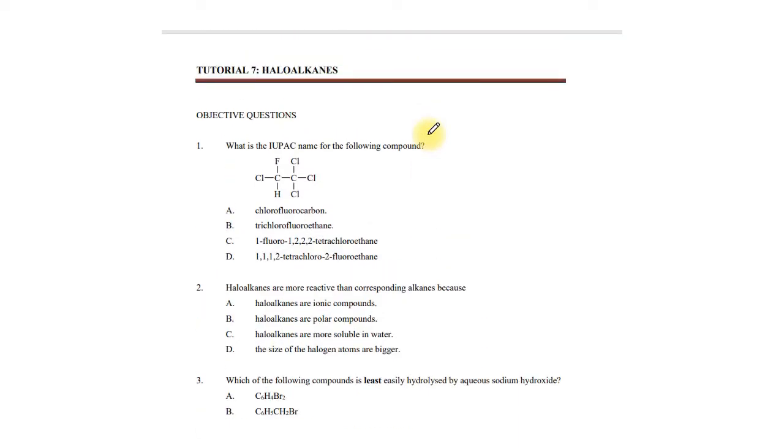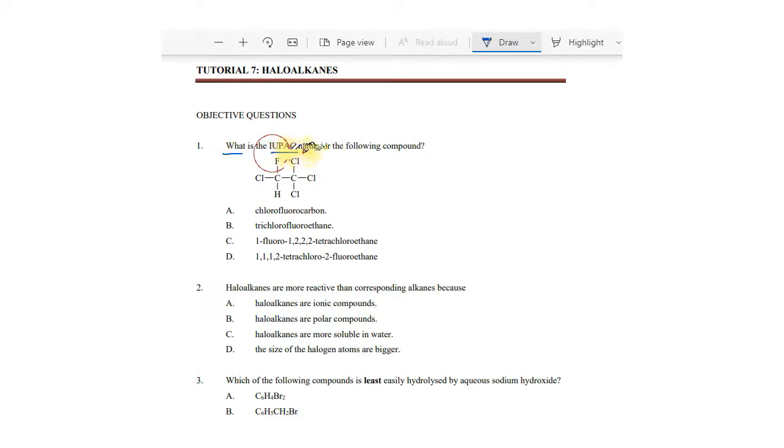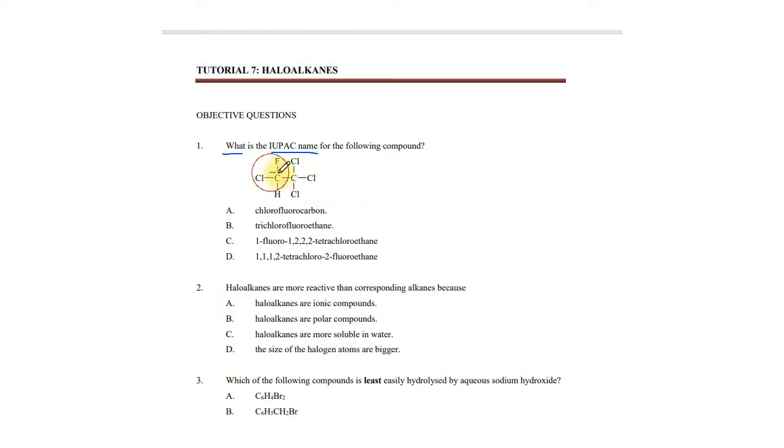Okay, next we go for the tutorial on haloalkane objective questions. The first question: what is the IUPAC name for the following compound? First of all, you must identify the parent chain. So over here, the parent chain is here.